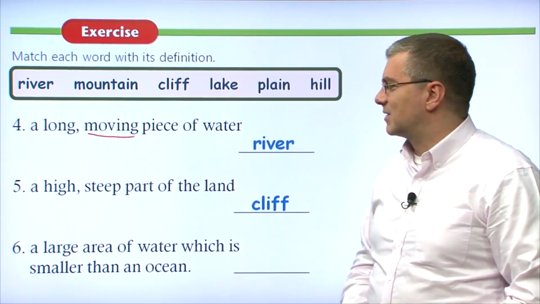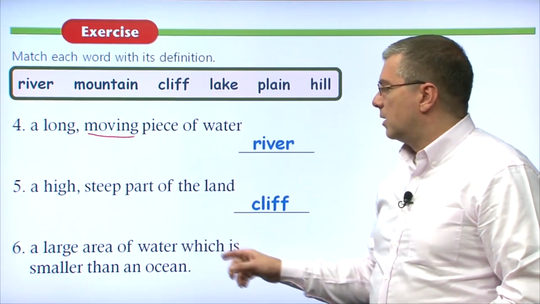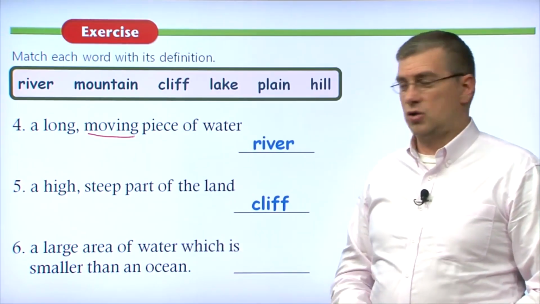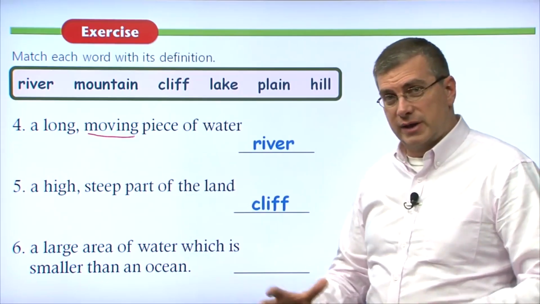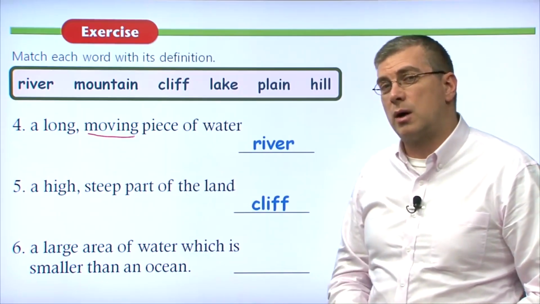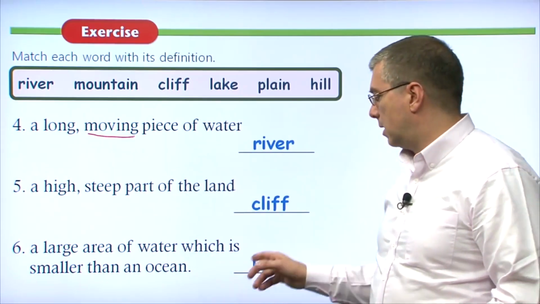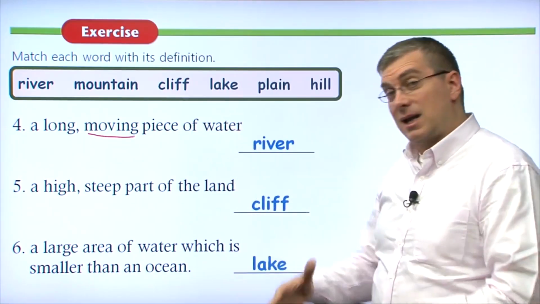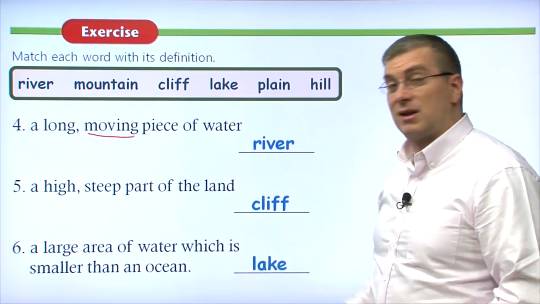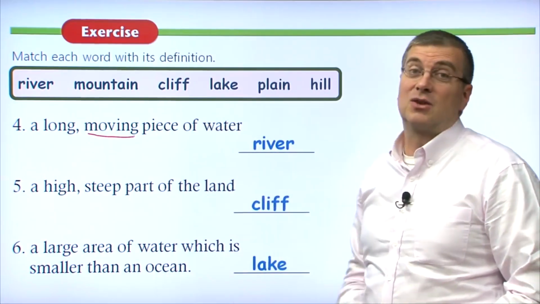Okay, number 6. A large area of water which is smaller than an ocean. So a large area of water, smaller than an ocean or a sea, and it's usually fresh water, right? What do we call that? We call that a lake. Remember, if water is not moving and it's a large piece of water, that's a lake, right? But if it's moving, then it's a river.